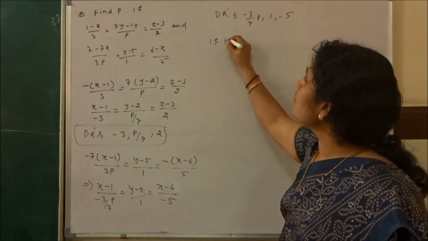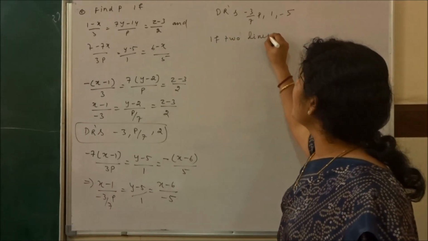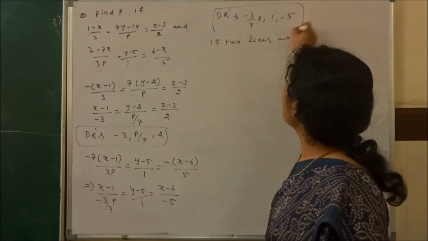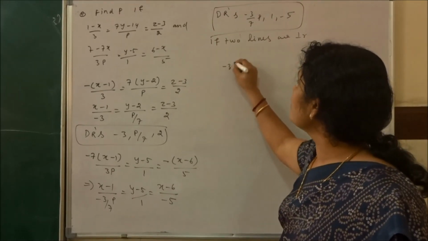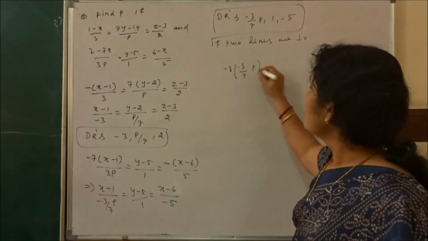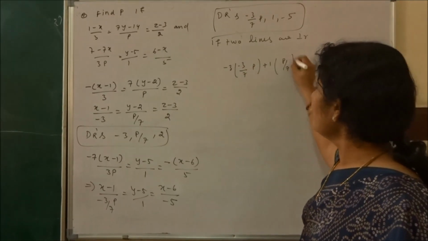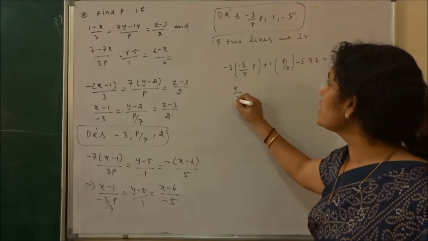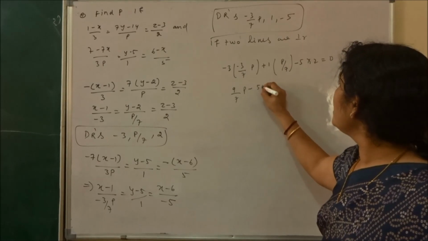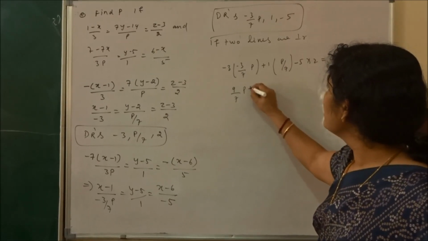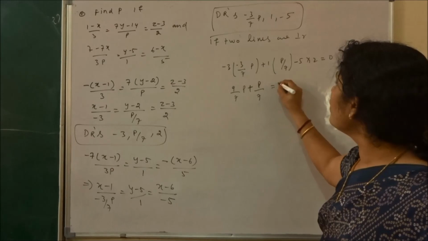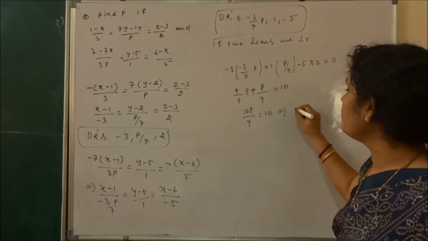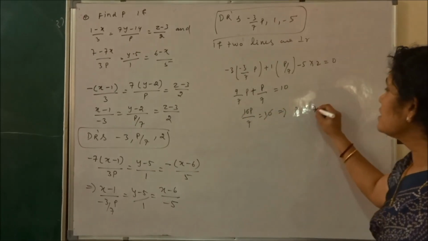So if two lines are perpendicular, then the direction ratio dot product is 0. So I am taking the direction ratios dot product: minus 3 into minus 3 by 7p, and then plus 1 into p by 7, and then minus 5 into 2 equal to 0. Otherwise we are getting 9 by 7p, and then plus p by 7, and then equal to 10. Otherwise 10p by 7 equal to 10, implies p equal to 7.